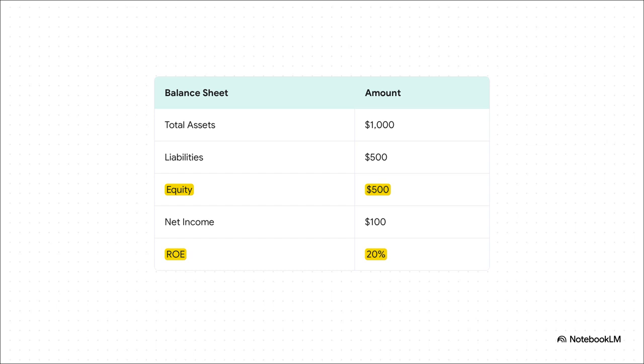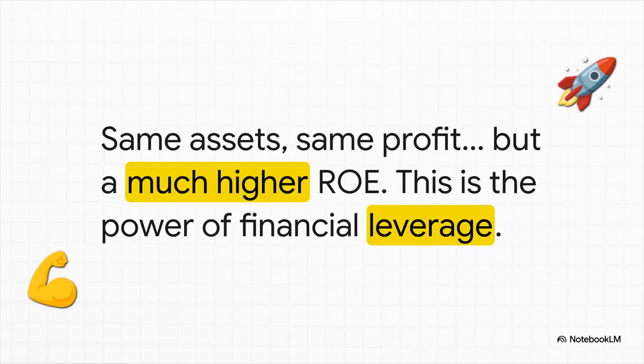Okay, now check out company B. It has the exact same $1,000 in assets and earns the exact same $100 in profit. But look at how it's financed. Half of it is debt and only half is equity. The owners only had to chip in $500. So when we calculate ROE now, that same $100 profit divided by a much smaller $500 of equity, the ROE skyrockets to 20%. Did you catch that? It literally doubled.